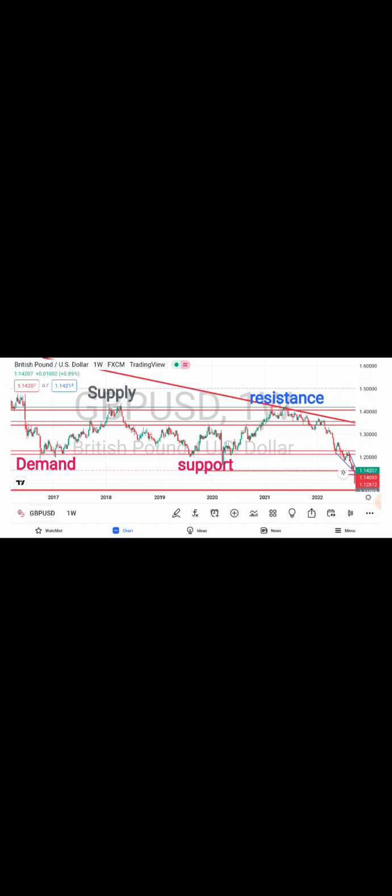So what is demand? Support. Support is any turning point in the market that price refuses to trade below. So for the resistance above, the support is below. I'm breaking this down so that you understand what I'm trying to say. That's a support point, or you can call it demand. So all these points are support, or you can call it demand in the market.